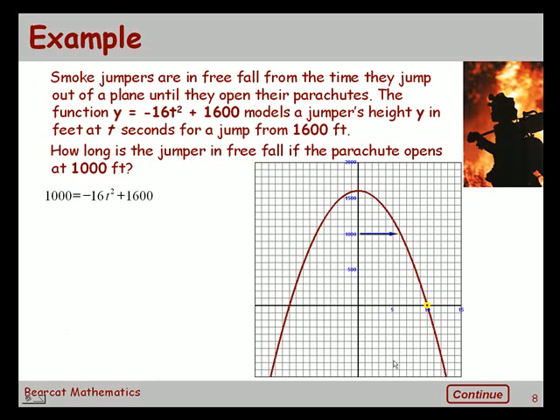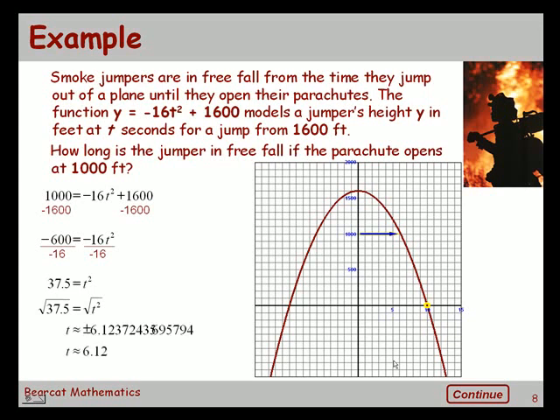I think so. So if I subtract the 1600 from both sides, I've got negative 600 equals negative 16t squared. If I divide both sides by negative 16, I've got t squared is 37.5. I want to know t, but I have t squared. What do I do? Square root. Time can't be negative, so we're just going to keep the positive value. It's approximately 6.12 seconds. That's the amount of time he's actually going to free fall before he pulls the cord at 1,000 feet.